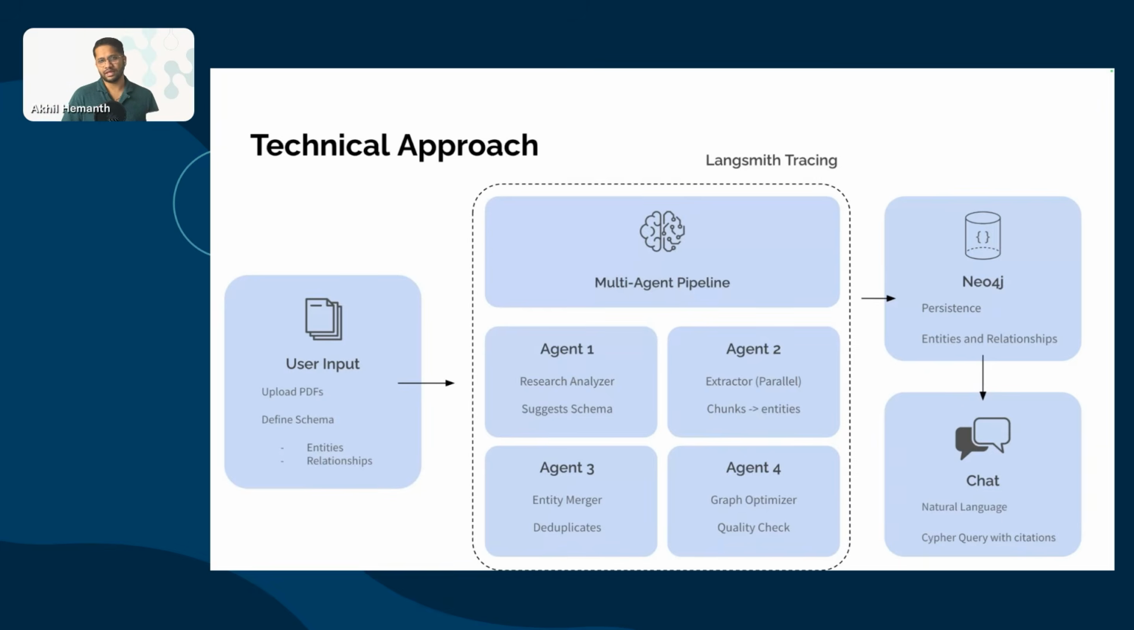And this is the multi-agent pipeline where we have 4 agents. One agent identifies entities and relationships. The second one extracts the entities and relationships from the data. The third one merges them because sometimes we have duplicates when we are chunking the data across the board. And finally, the fourth one is a QC check, which optimizes the graph before then being pushed to Neo4j for persistence. And finally, all of this is connected to a chatbot.